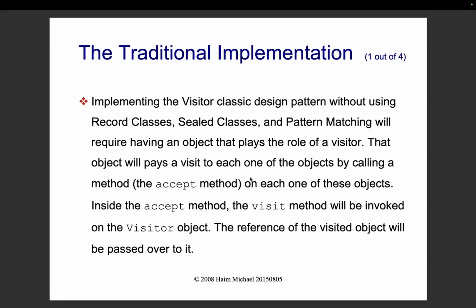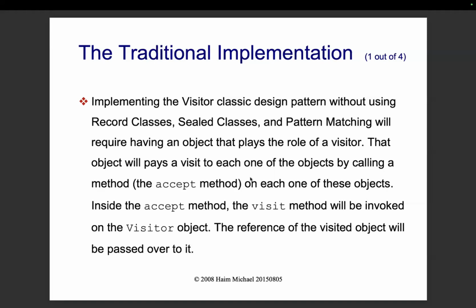So the traditional implementation is about having an object that plays the role of a visitor, because it will visit each one of the objects we have in our data structure, each one of the objects we have in our binary tree or collection, and so on. Now, on the visitor object, the object instantiated from the visitor class, it would be possible to call the visit method.